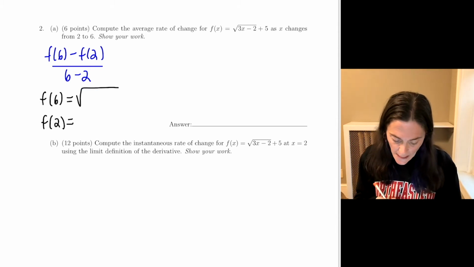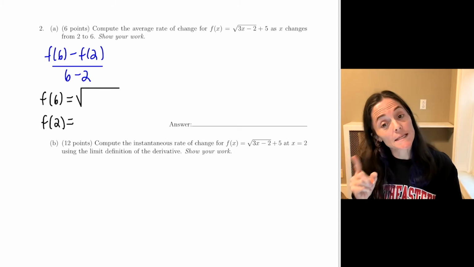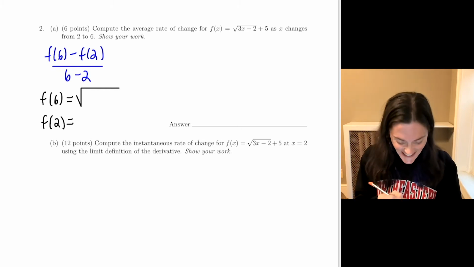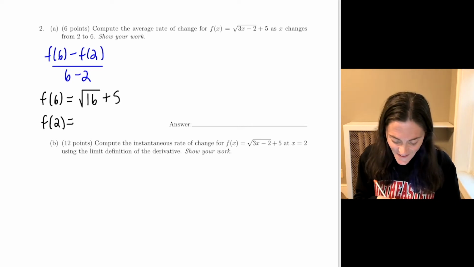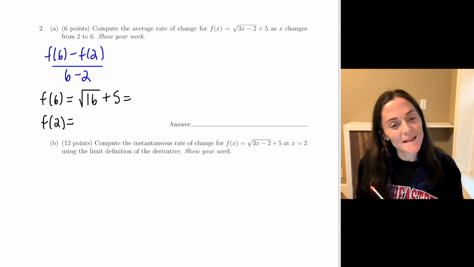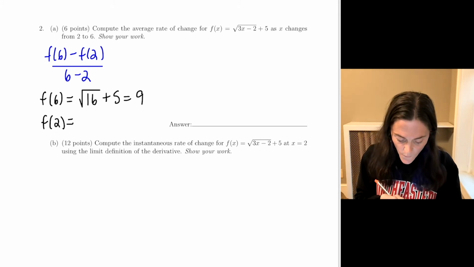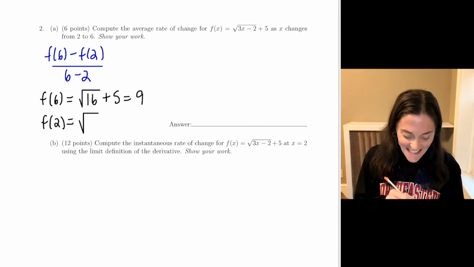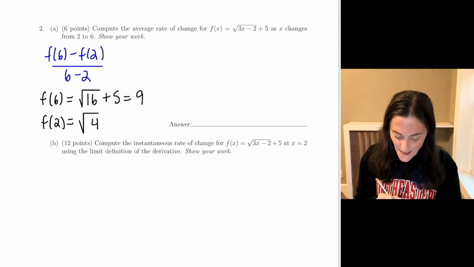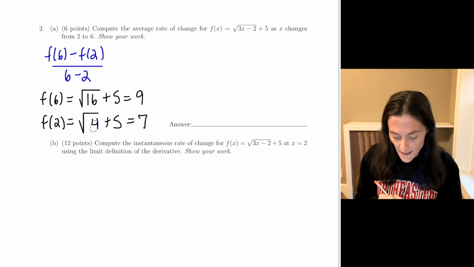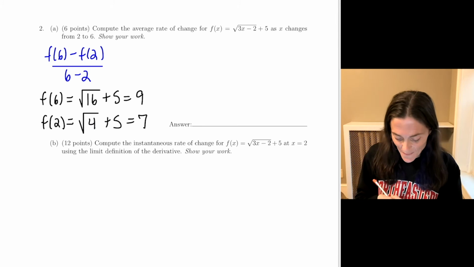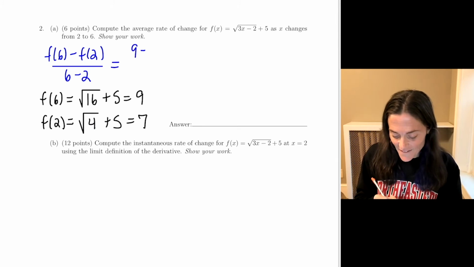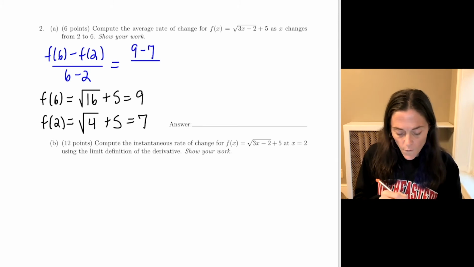And we can come to the side if we'd like, calculate f of 6, calculate f of 2, and then we can go back to the quotient part. Well, f of 6, 3 times 6 is 18. 18 minus 2 is 16. So we have the square root of 16 plus 5. This is 4 plus 5, which is 9. Then we want the square root of 3 times 2 minus 2, which is the square root of 4 plus 5. This is 2 plus 5, which is 7. So I'm ready to finish this problem. We have 9 minus 7 divided by 4.